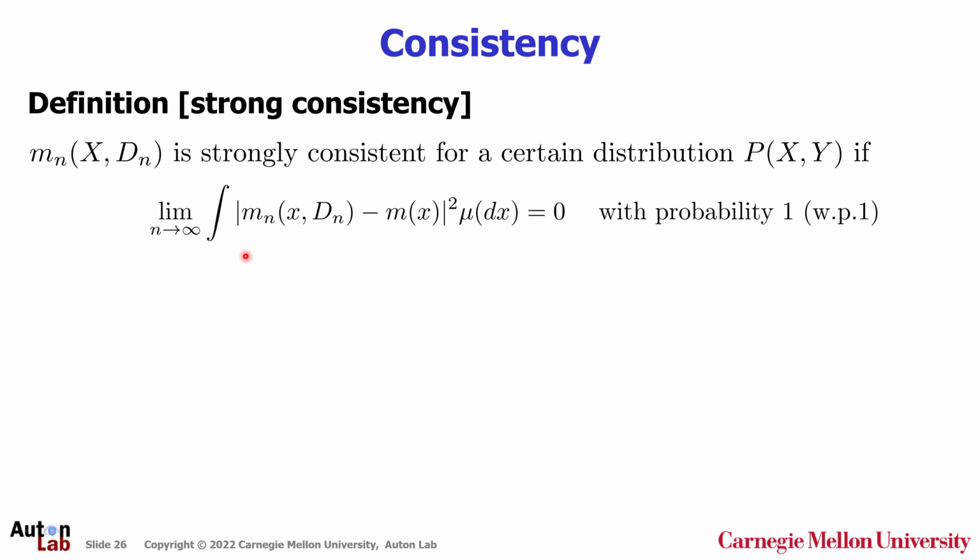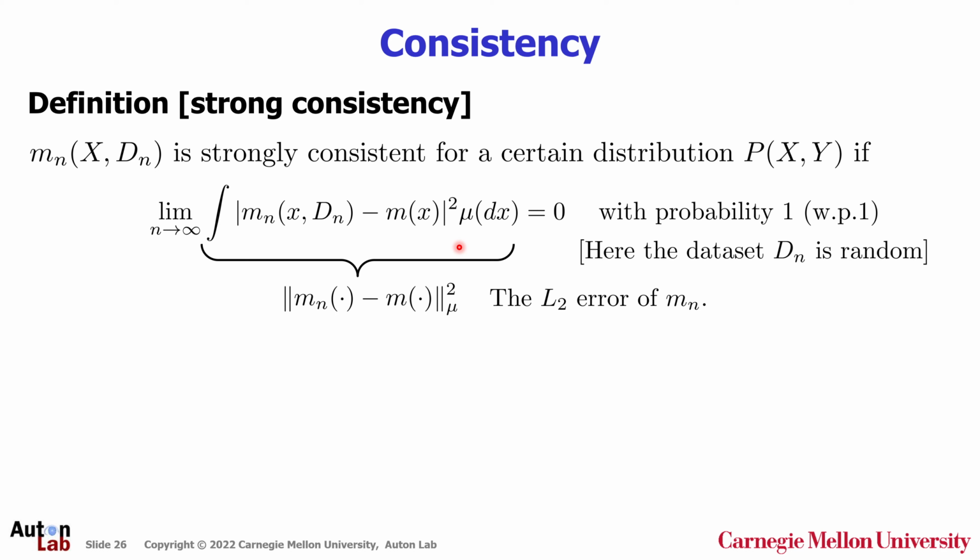We will study the same quantity as before. This expression here is the squared mu norm of mn minus m. This is a random quantity because it depends on Dn. We say that mn is strongly consistent for the joint distribution Pxy if this random quantity converges to 0 with probability 1. In other words, the probability that this squared mu norm doesn't converge to 0 is 0.